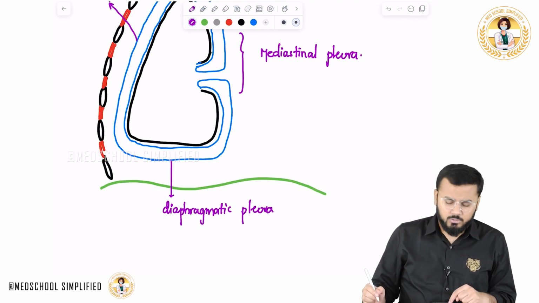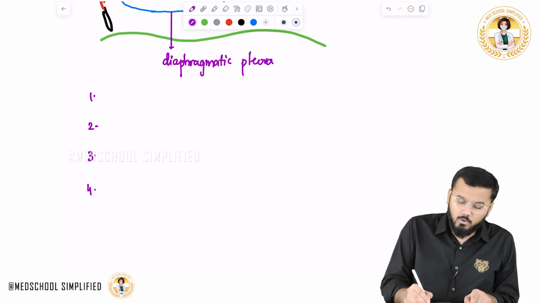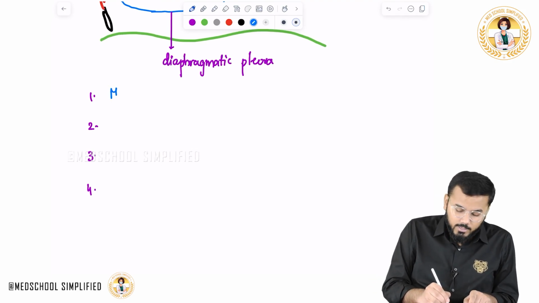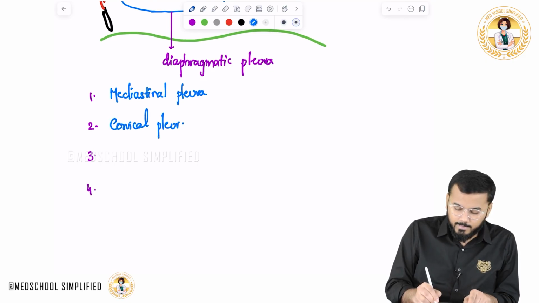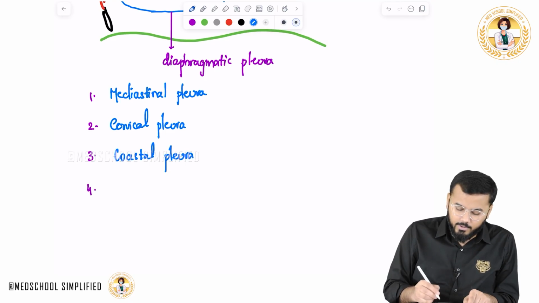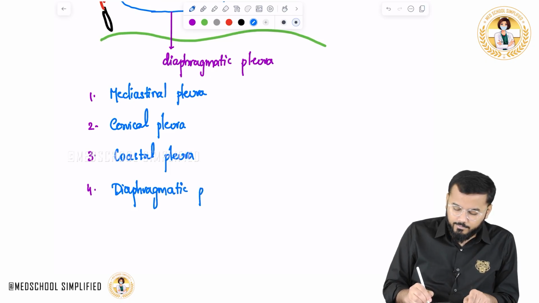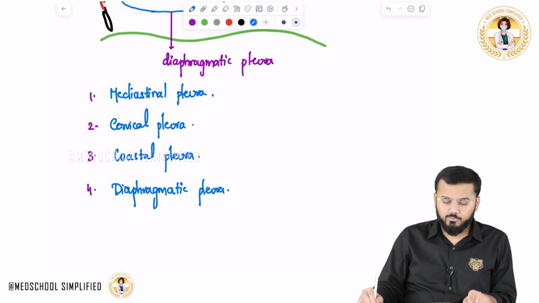Diaphragmatic pleura. So how many pleura do we have in total, guys? We have 4 important types of pleura. What are these 4 important types of pleura? One is the mediastinal pleura. We have the cervical pleura. We have the costal pleura. And we have also got the diaphragmatic pleura. So we have 4 different types of pleura, right?